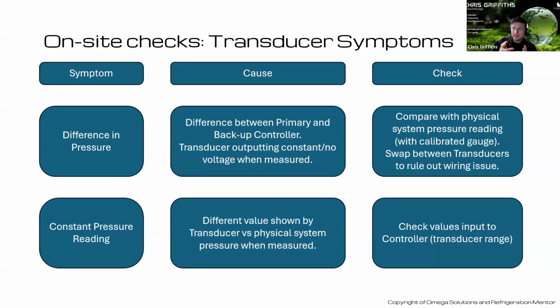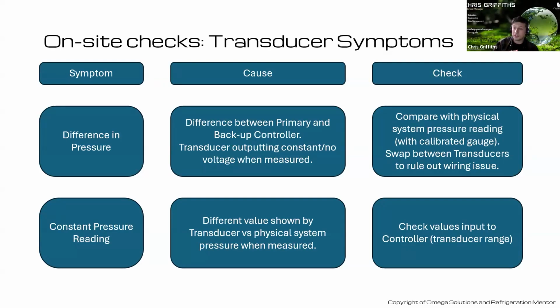Like Ray touched on, is there, for example, a difference in pressure between a primary and backup controller? What we can do there is check that again with a physical gauge, put it on the system. And also you can swap between different transducers to rule out a wiring issue as well. If you've got similarly located transducers, check: does that controller now show a different signal? If so, yes, it's probably not a wiring issue. If it doesn't show a difference, well, it's unlikely both those transducers are going to be faulty, so it's probably the wiring.